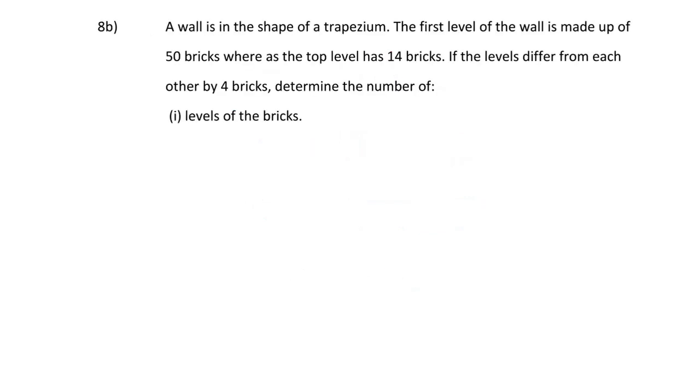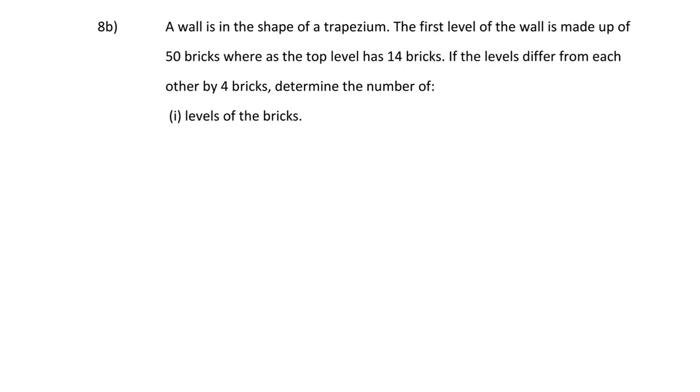For part B, a wall is in the shape of a trapezium. The first level of the wall is made up of 50 bricks, whereas the top level has 14 bricks. If the levels differ from each other by 4 bricks, we are supposed to determine, for Roman 1, the levels of the bricks.